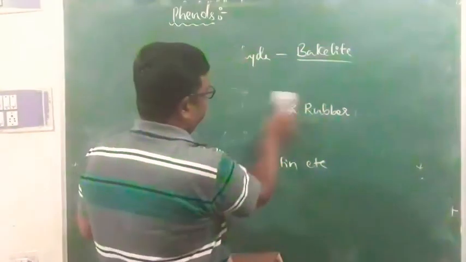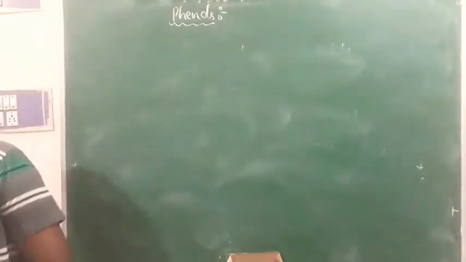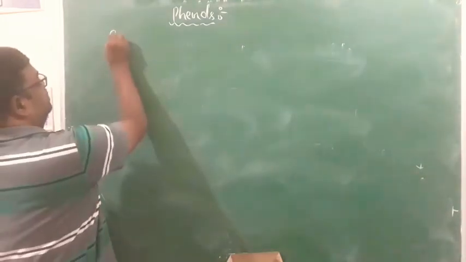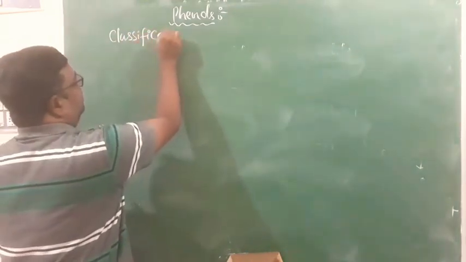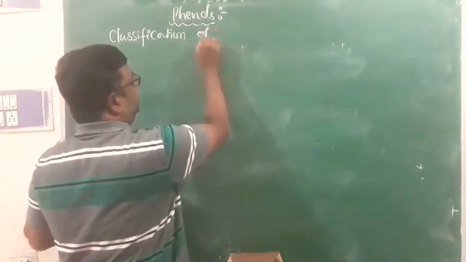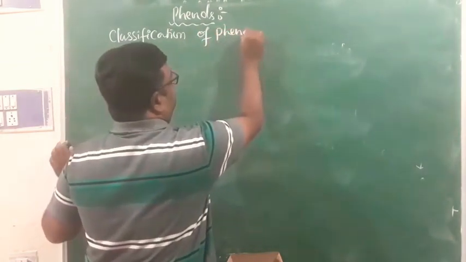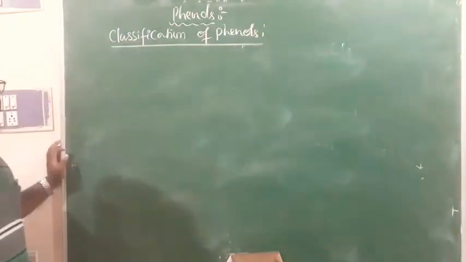With that introduction, we'll go for the classification of phenols first. This classification is very simple, depending upon the number of OH groups attached to the benzene ring. Depending upon the number of OH groups attached to the benzene ring, phenols are classified into three types.